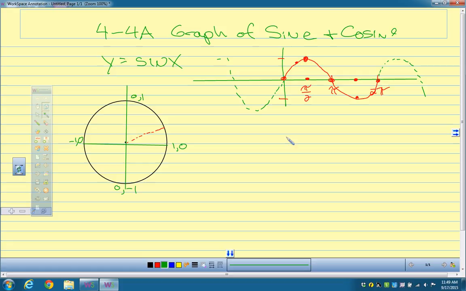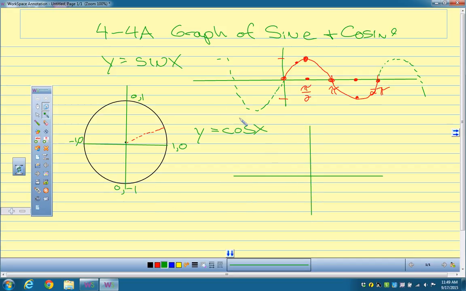Y equals cosine of x looks a little bit different. You still base it off the unit circle, but instead of graphing the y coordinates, we're going to graph the x coordinates. So let's see if I can make a graph of y equals cosine x. I'm getting better at this.